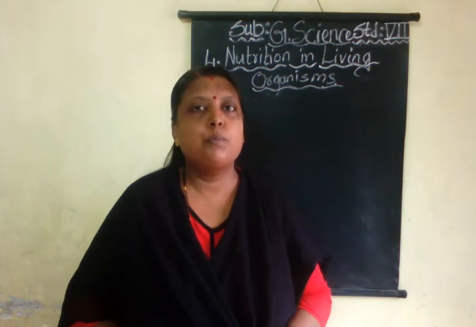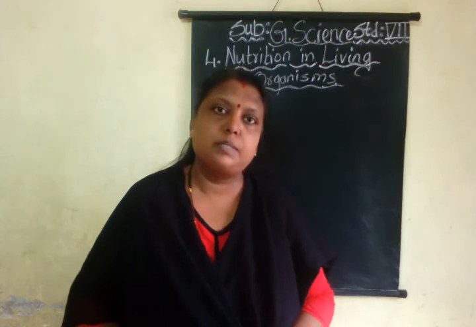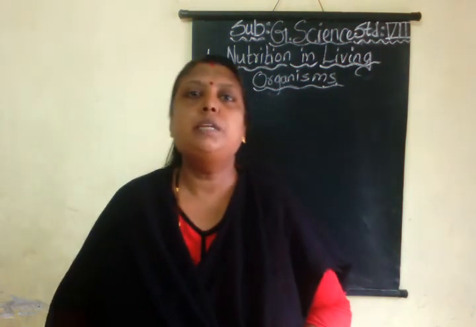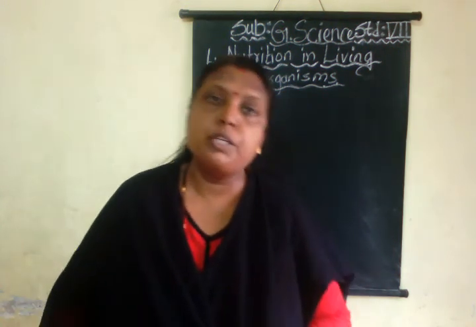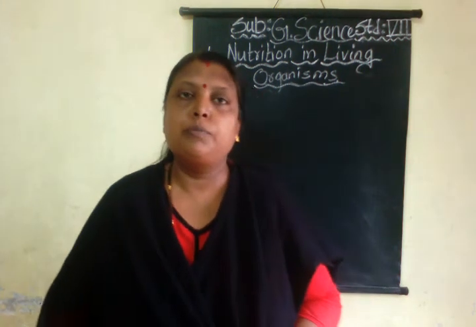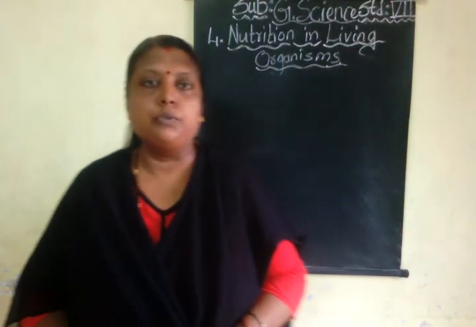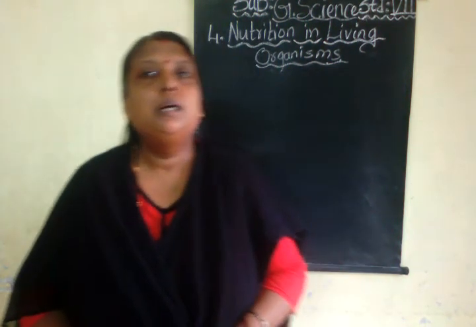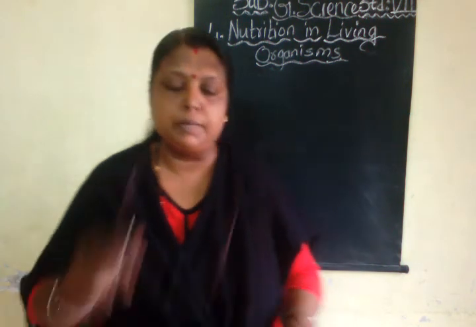We are studying lesson number 4, nutrition in living organisms. Till now we have learned how nutrition takes place in different kinds of plants. Then what are the different types of nutrition found in plants? Some plants cannot prepare their own food, so they are dependent on other plants for food. Such type of nutrition is also found in animals. Now let us see nutrition in animals.